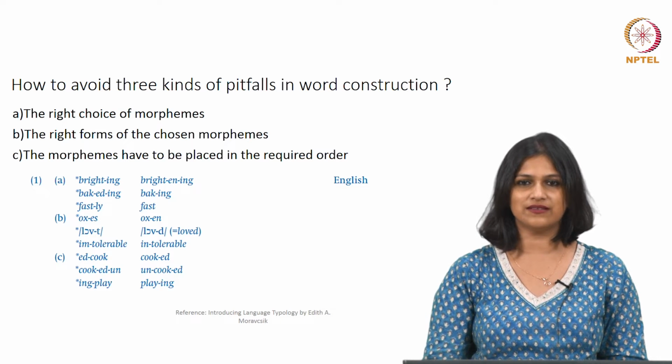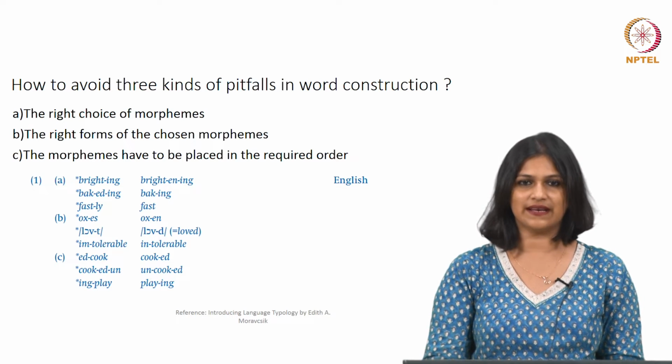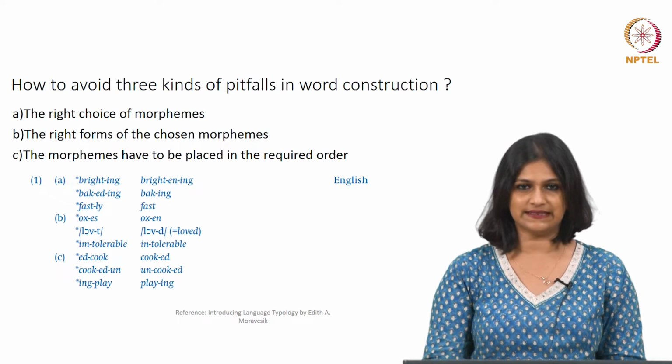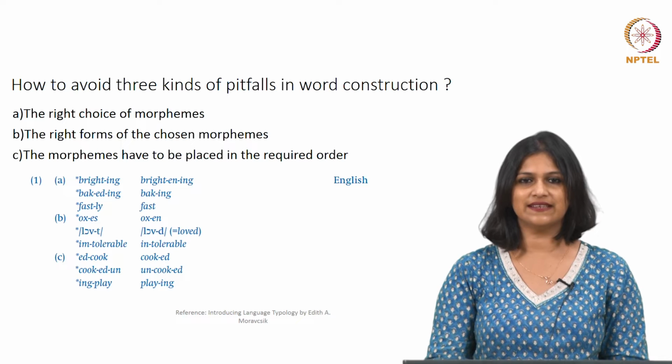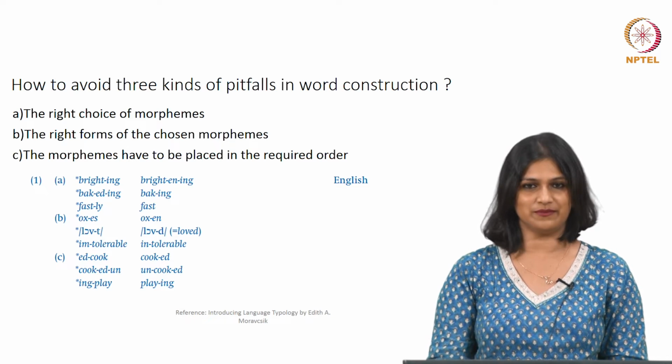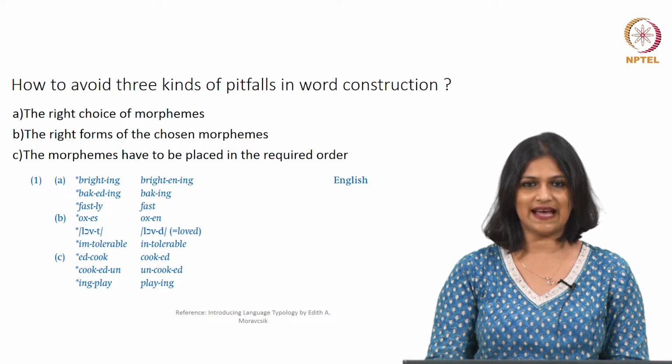create, or when you are trying to find out whether a particular combination is a word or not, you generally encounter three primary challenges. And what are the three primary challenges here? The first challenge is the right choice of morphemes. You should be able to understand whether the morpheme X has anything to do in this word or not.